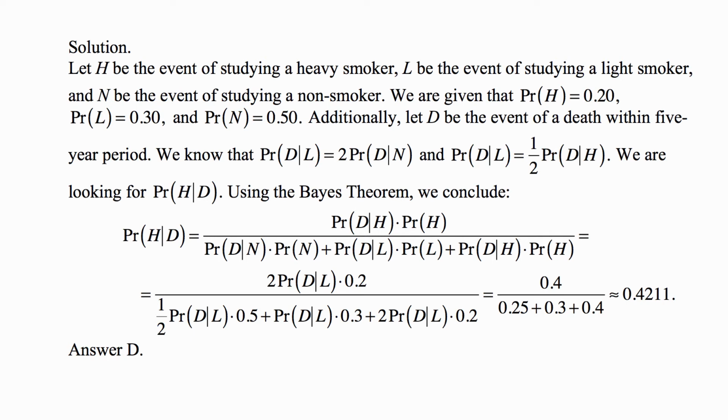Okay, then we plug in what we know. So we have 2 times probability of D given L times 0.2, and in the denominator it's 1/2 probability of D given L times 0.5, plus probability of D given L times 0.3, plus 2 times probability of D given L times 0.2. So probability of D given L cancels out everywhere, and we are left with 0.4 divided by 0.25 plus 0.3 plus 0.4, and that's approximately 0.4211, and that's answer D.